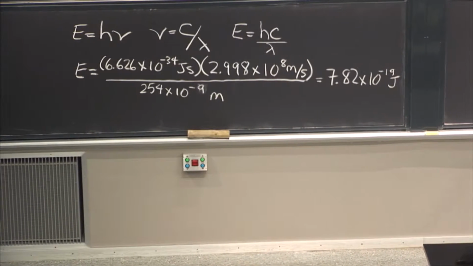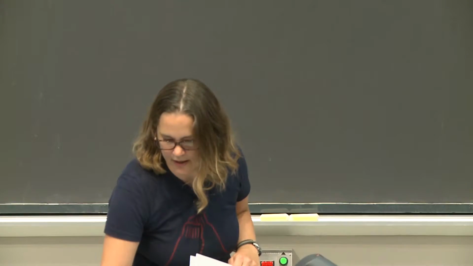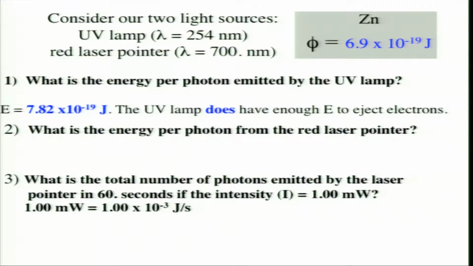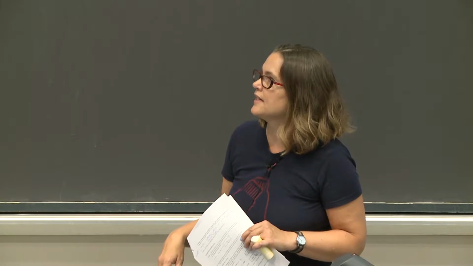So there we can do a simple calculation, and we can look and say, OK, if the energy associated with that wavelength is 7.82 times 10 to the minus 19 joules, then we ask, is this greater or less than the threshold energy? And it's greater than that. So it does have enough energy. It should eject an electron. So we can try that out and see.